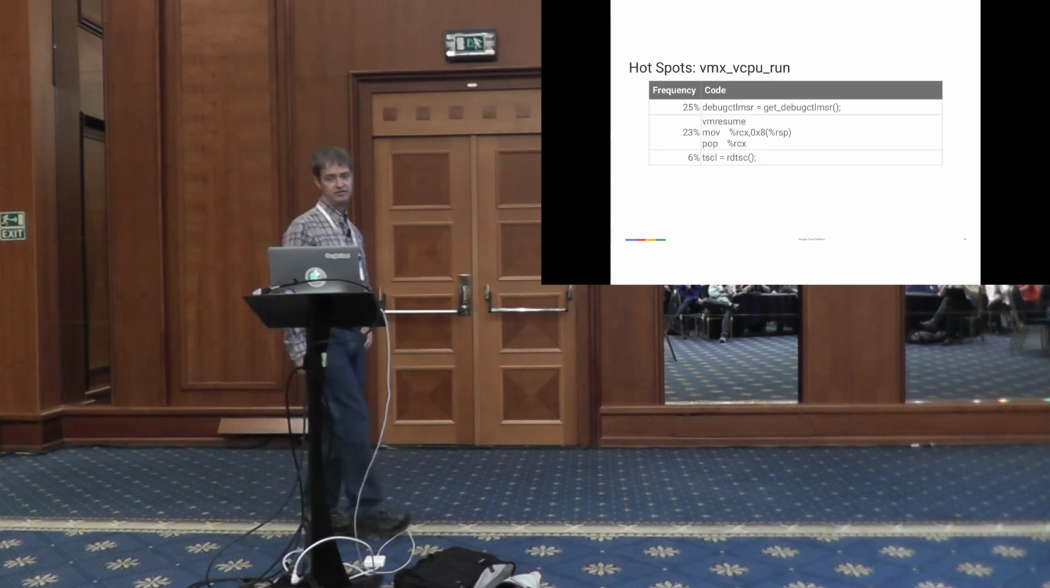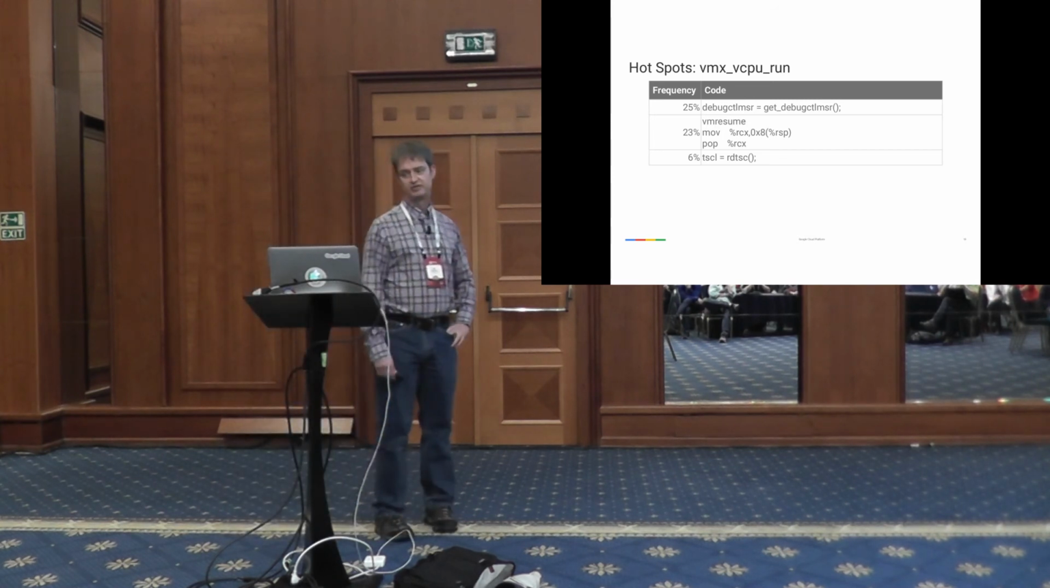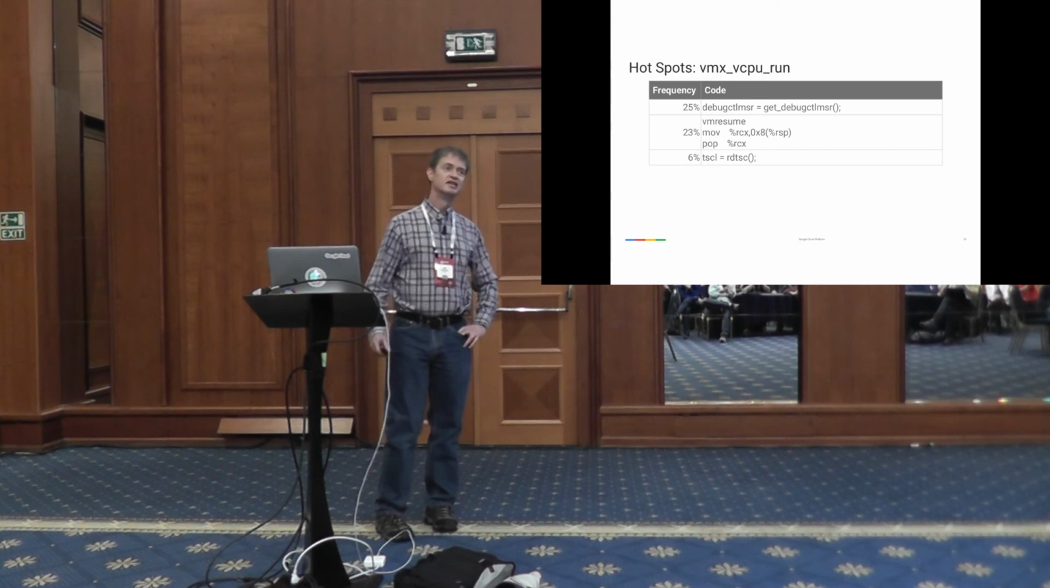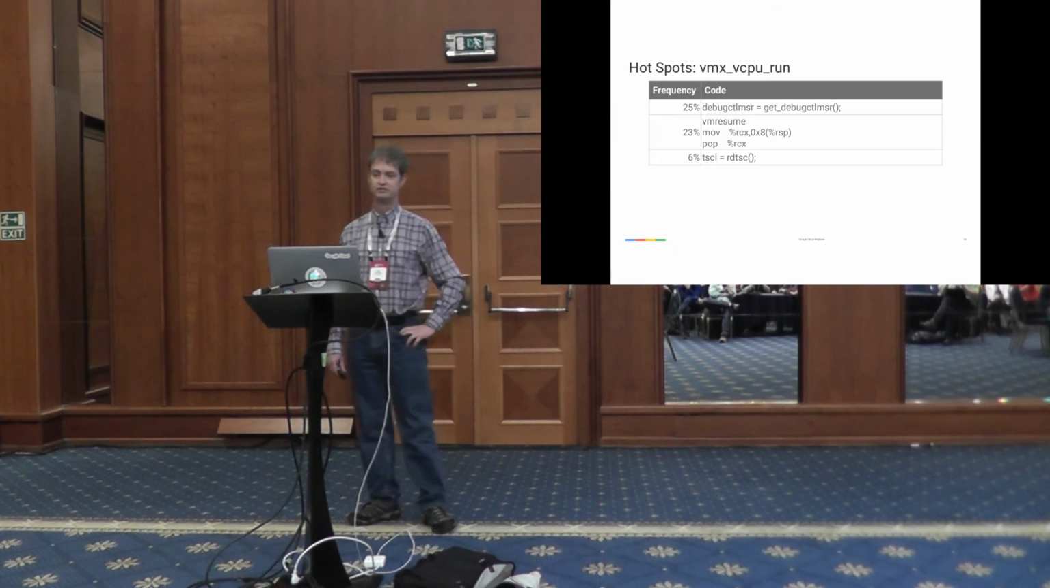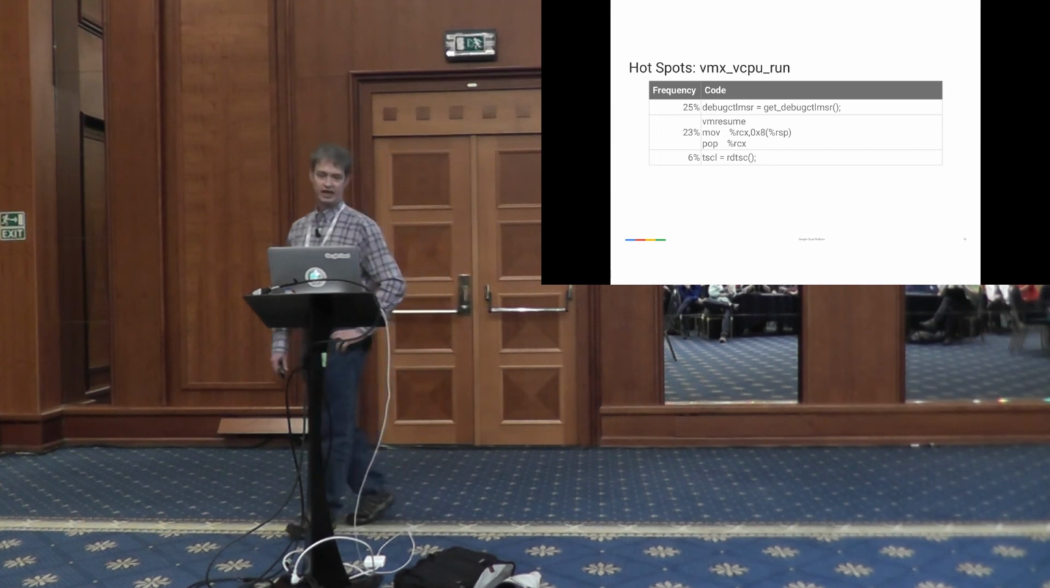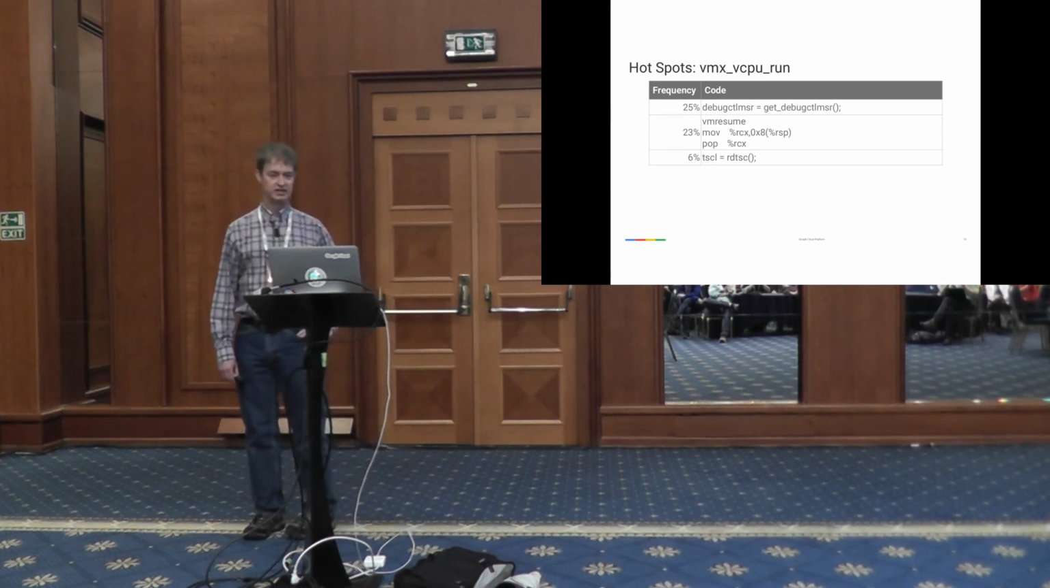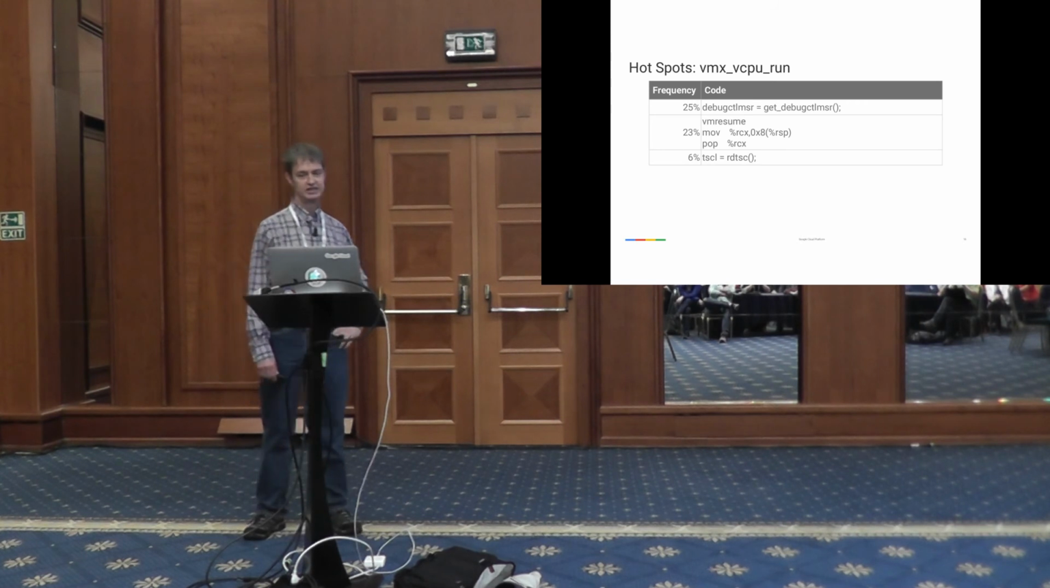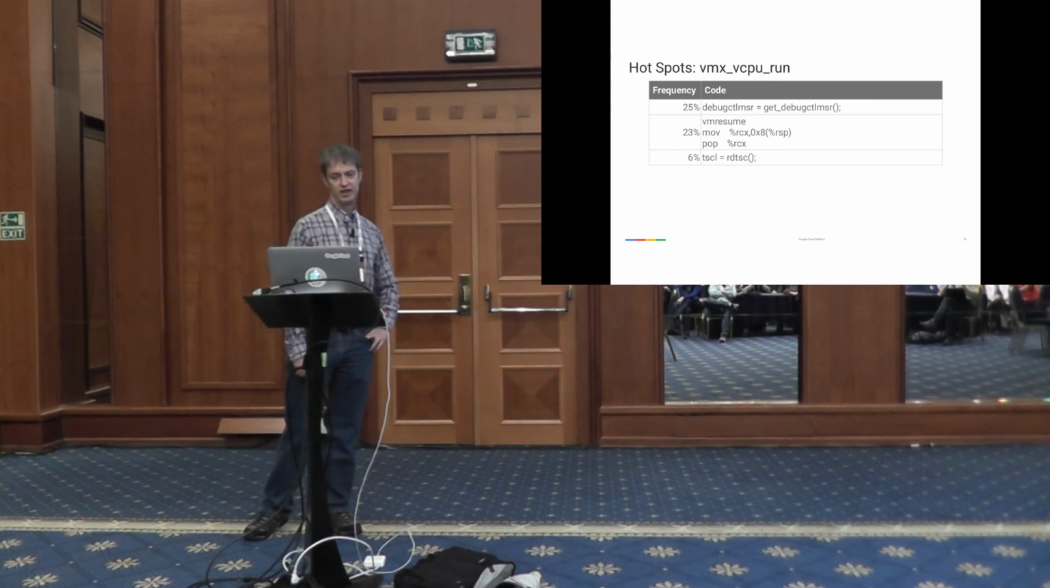The 23% VM resume and a couple of instructions after, I think that's kind of what you have to pay. I mean, that's just the hardware cost of doing a VM enter. And then somewhere in there was the read TSC. I forget the context around there exactly, but I don't think there's much to be saved there.